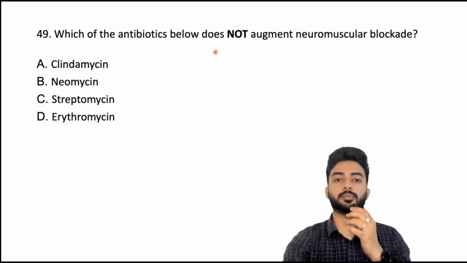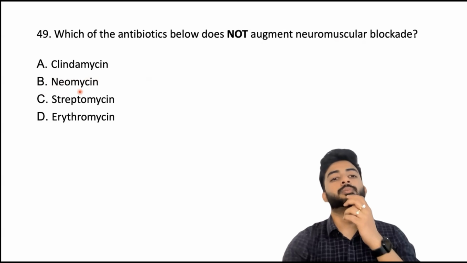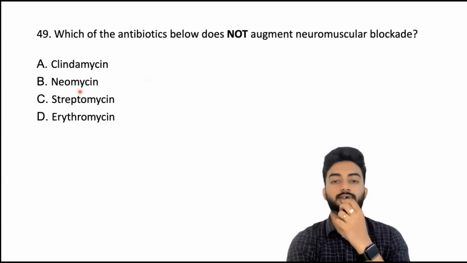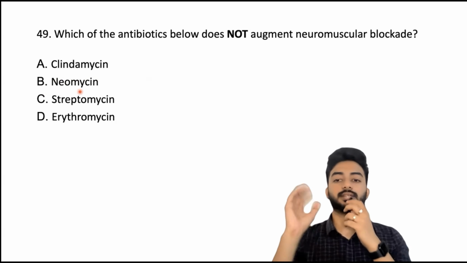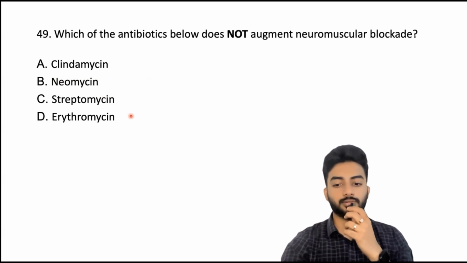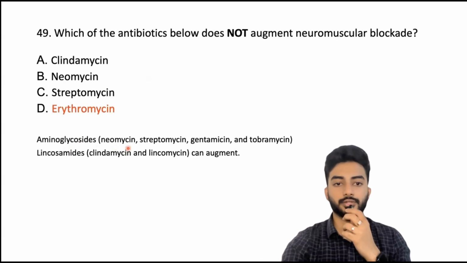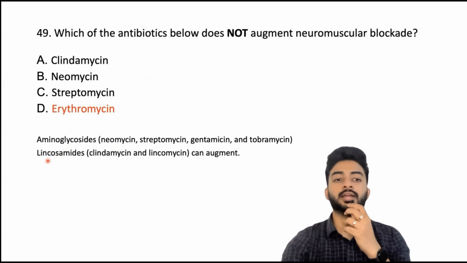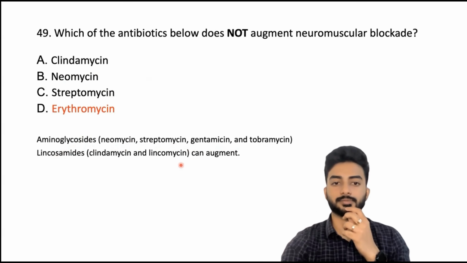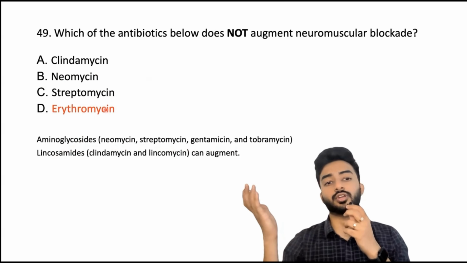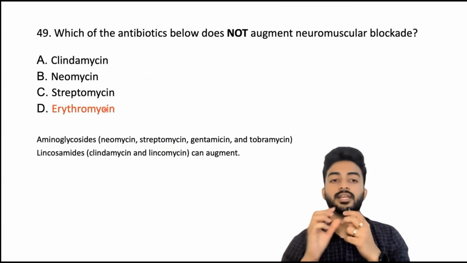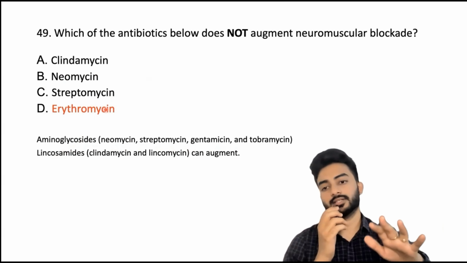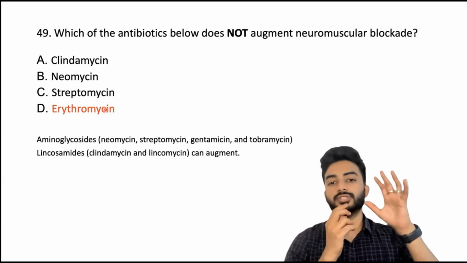So the question is, which of the antibiotics below does not augment neuromuscular blockade? Option A is clindamycin, option B neomycin, option C streptomycin, option D erythromycin. So you should know neuromuscular blockade augmentation can be done by certain antibiotics. Among those antibiotics, we have aminoglycosides, that is neomycin, streptomycin, gentamicin, and tobramycin, and lincosamides, that is clindamycin and lincomycin. We don't have erythromycin. It is just to confuse you. Erythromycin is a macrolide. That is not an aminoglycoside or lincosamide.